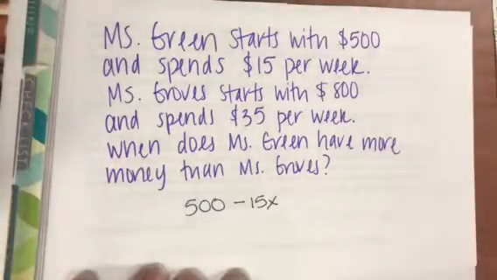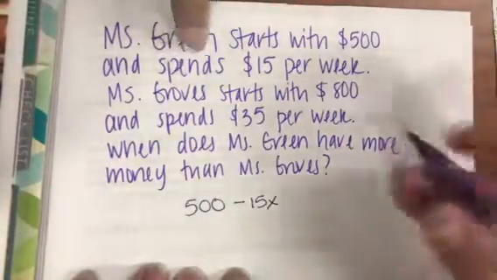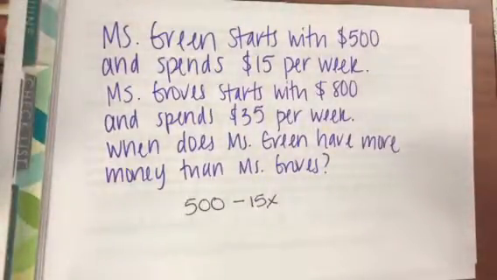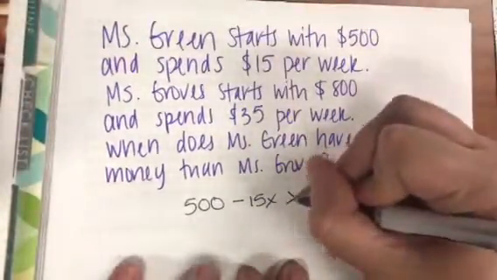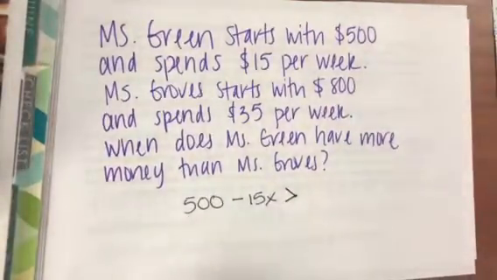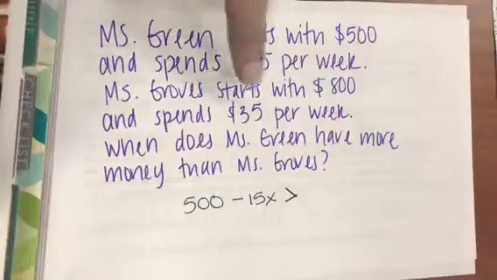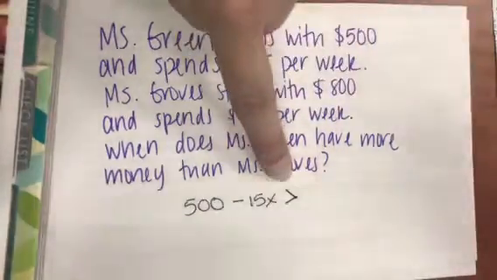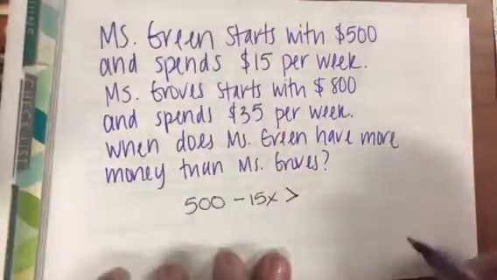Oh, yeah, because I'm spending. You're spending. Spend means minus. Spend means minus, my bad. So we're looking for who has more money, for Miss Green. So that means my sign needs to be here, right? Right. The big side needs to be opening up to Miss Green. And it doesn't say at what point Miss Green is going to have the same or more, so it's just going to be a greater than symbol, not a greater than or equal to symbol.